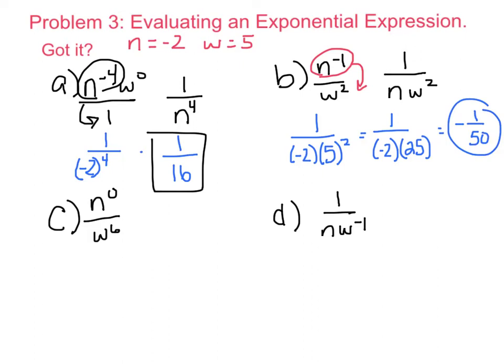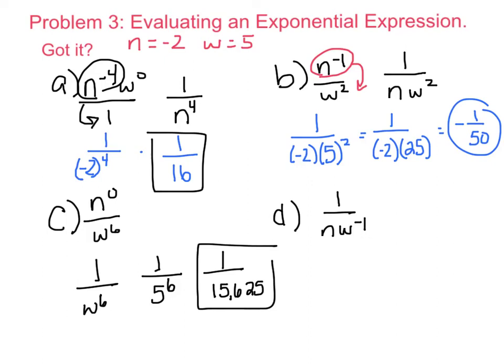C. N to the 0 divided by w to the 6th. N to the 0 just becomes 1, and then divided by w to the 6th. 1 over 5 to the 6th. And 5 to the 6th, I actually do not know, so let me pull up my calculator real fast. So 5 times 5 times 5 times 5 times 5 times 5, which is 5 to the 6th power, gives you 1 over 15,625.